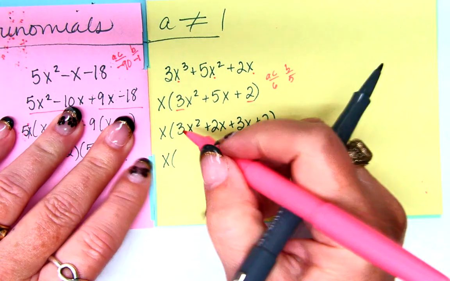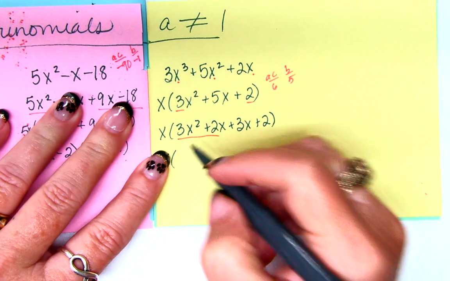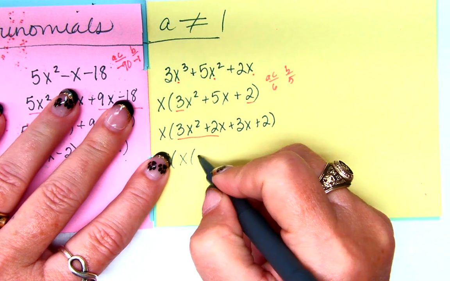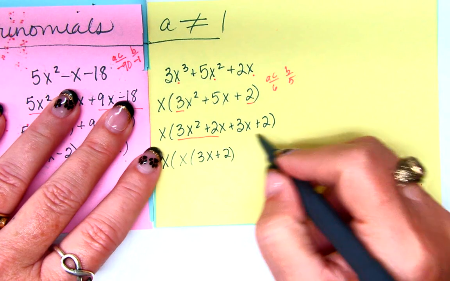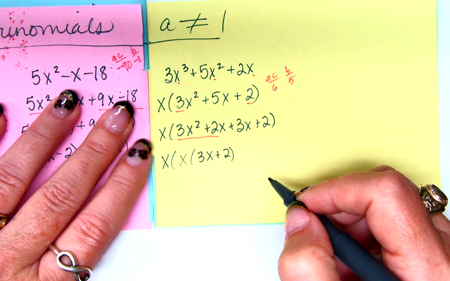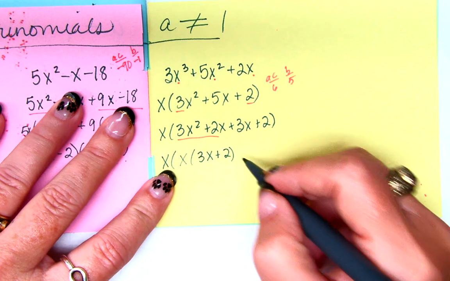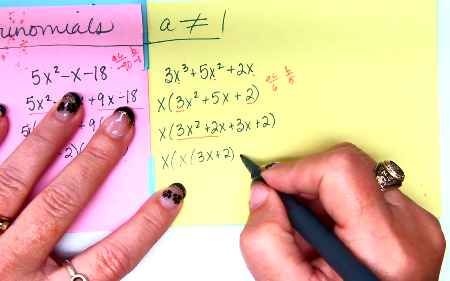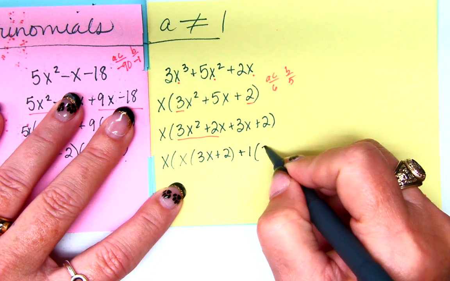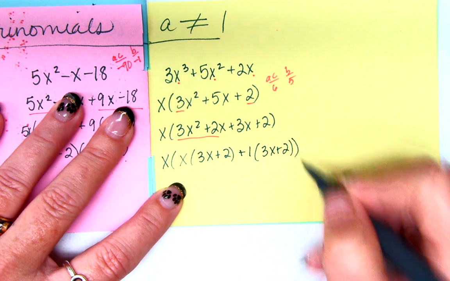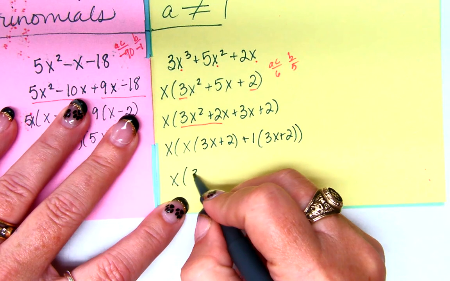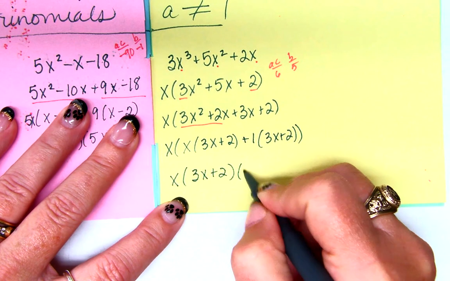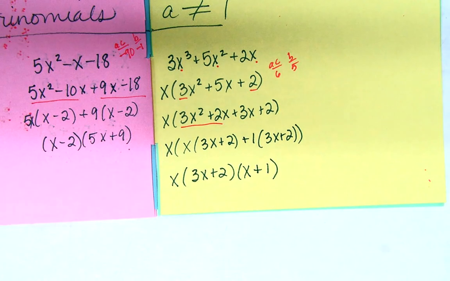What's common in the first two terms? X. And then what's left? 3x plus 2. What's common in the last two terms? You always have to factor something out. So what are you going to factor out? A 1. And then what's left? Okay. Drag that x along. What's common? And what's left? X plus 1. Any questions?